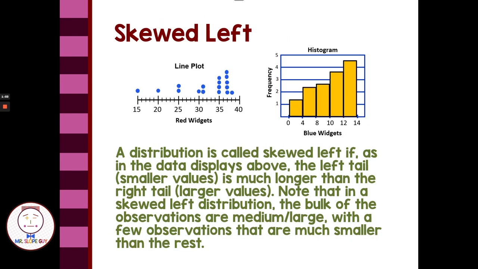Now, skewed left. A distribution is called skewed left if, as in the data displayed above, the left tail is much longer than the right. Note that in a skewed left distribution, the bulk of the observations are medium to large, with a few observations that are smaller than the rest. So we're looking at which way it is tailing. If we look at this line plot, it looks like it's tailing to the left. In this histogram, we have the bulk of the data on the right side, but it's tailing to the left. So these are both called skewed left.